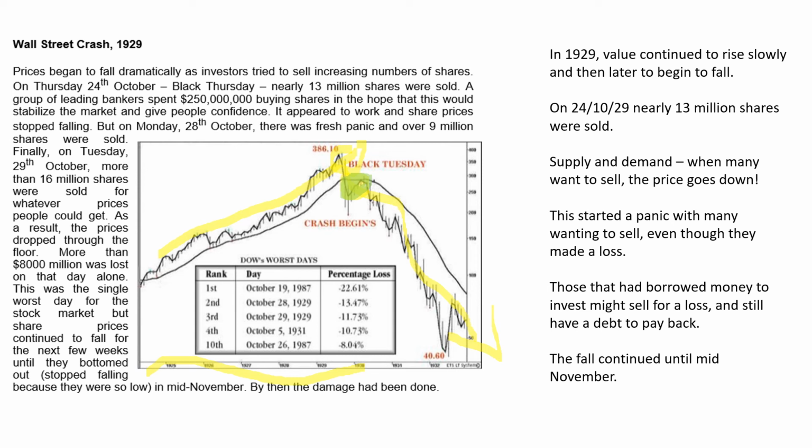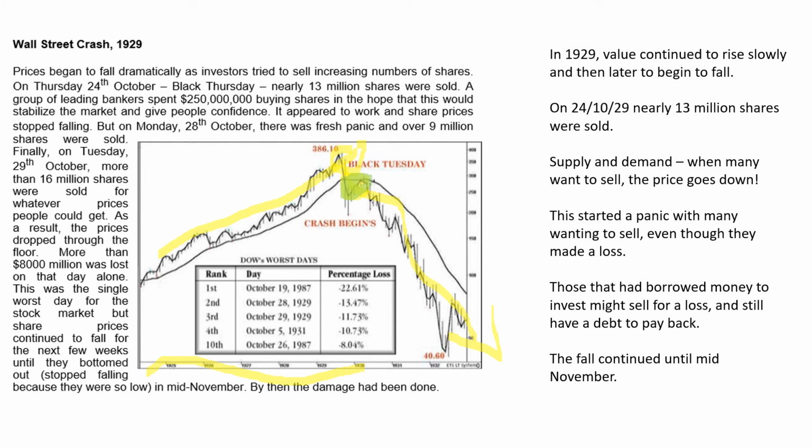That was the single worst day for the stock market. But share prices continued to fall for the next few weeks until they bottomed out. Bottom out means they got so low that nobody would sell for less than that, so the price stops going down. By then, the damage had been done.